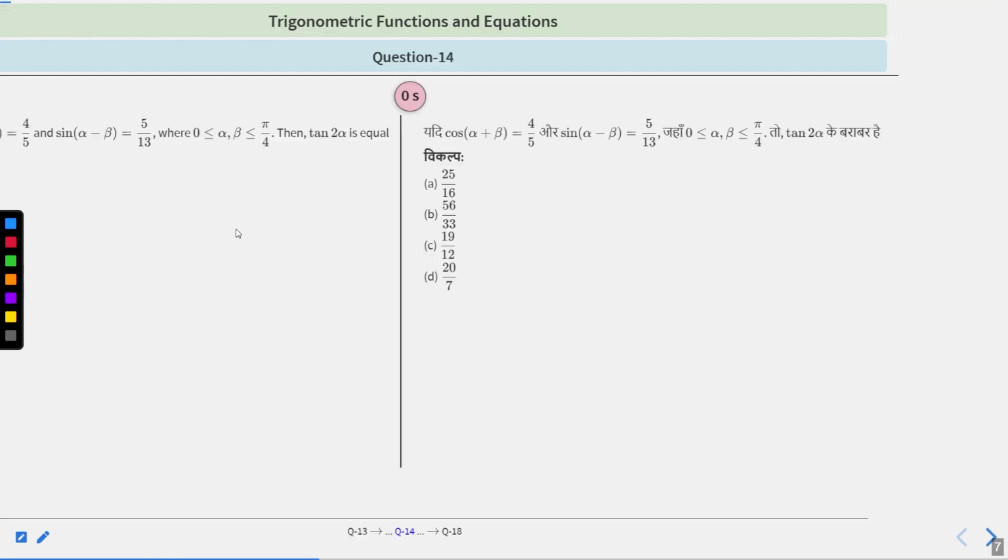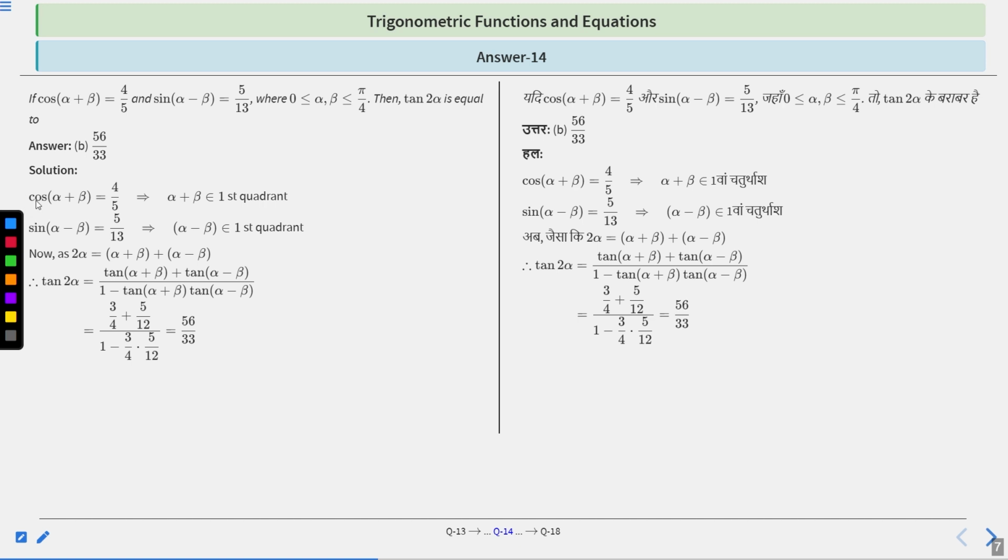Okay, let's move to the solution part. Since cos(alpha plus beta) is equal to 4 by 5, this implies alpha plus beta is in the first quadrant, right? Also, sin(alpha minus beta) is equal to 5 by 13. This also implies alpha minus beta is in the first quadrant, right? Now, 2 alpha is equal to (alpha plus beta) plus (alpha minus beta).